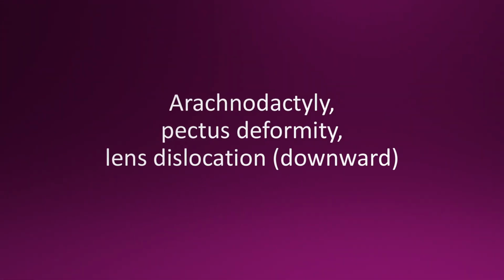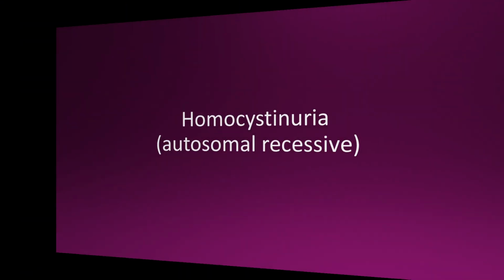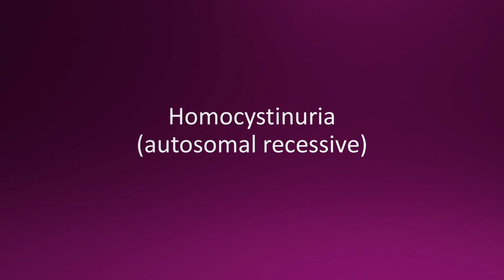Arachnodactyly, pectus deformity and downward lens dislocation. What do you think the diagnosis is? Homocystinuria. It is an autosomal recessive disease in which there is an excess of homocysteine accumulating somewhere in the body.